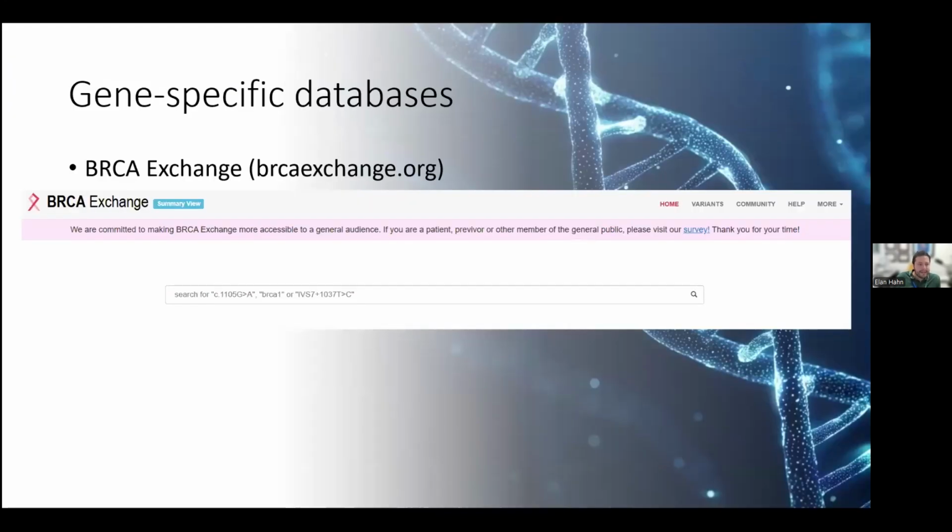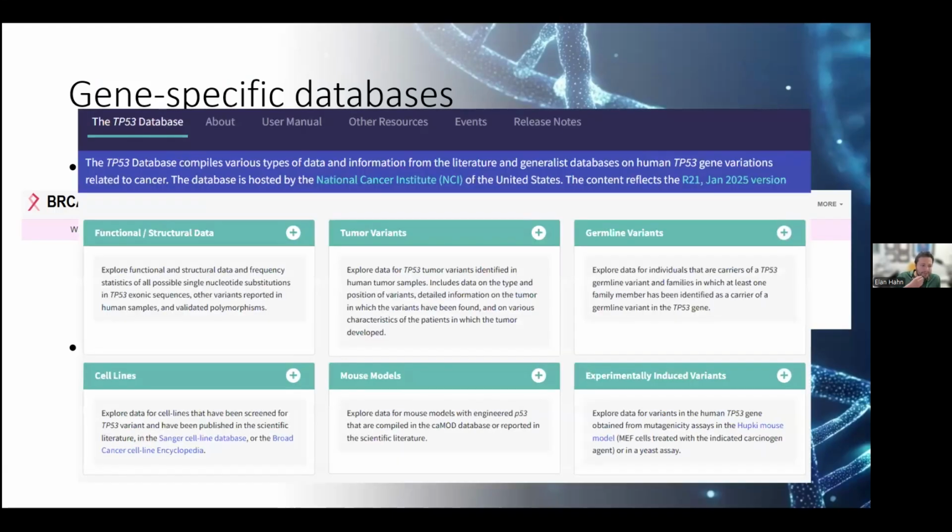Next, we can move on to gene-specific databases. For BRCA, there's BRCA Exchange, which you can search by codon change or amino acid change. And then there's the P53 database, which again, you can search and look through the functional data, tumor variants, and germline variants, and there's a lot of information in both of these areas.